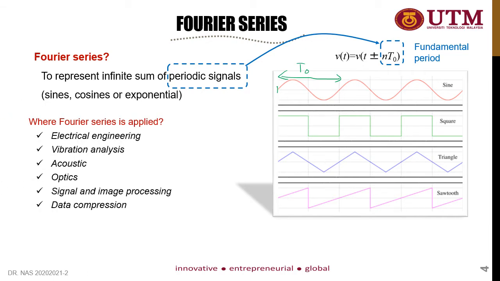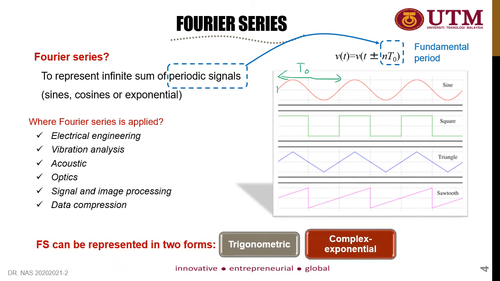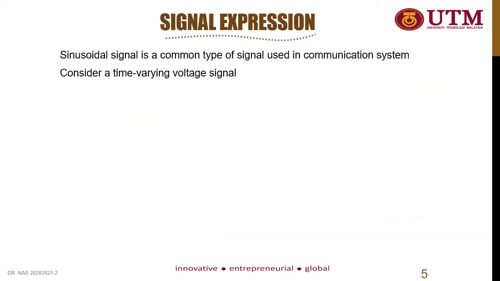Fourier series is commonly used in various applications, such as those listed, and it can be represented in two forms, either trigonometric or complex exponential form. A sinusoidal signal is a common type of signal used in communication systems, either in sine or cosine function.